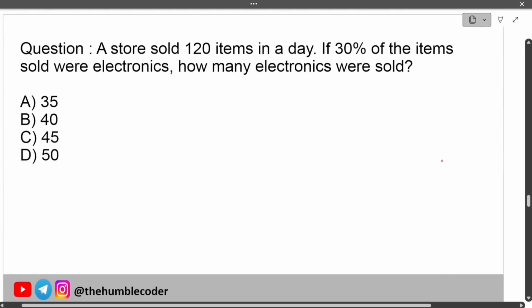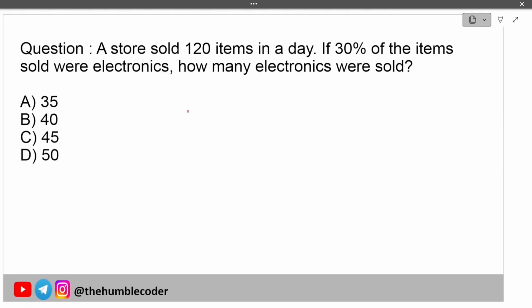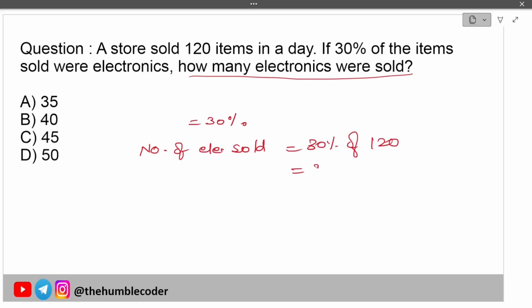The store sold 120 items in a day. If 30% of the items sold were electronics, how many electronics were sold? Okay, so let's understand this question first of all. The percentage of electronics sold is how much? 30%, right? Now the number of electronics sold will be 30% of the total sold, right? So only 30% of the total sold we are asked, right? How many electronics were sold?